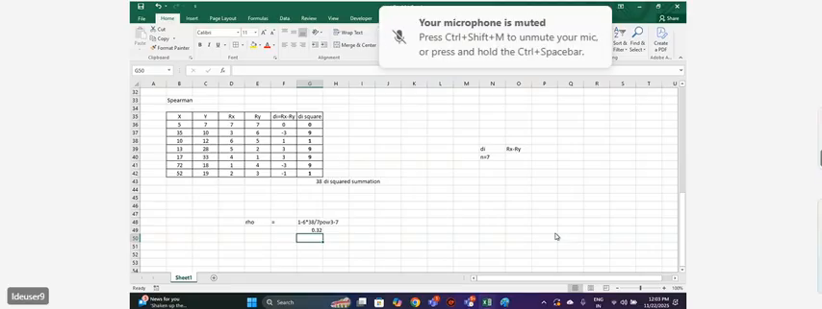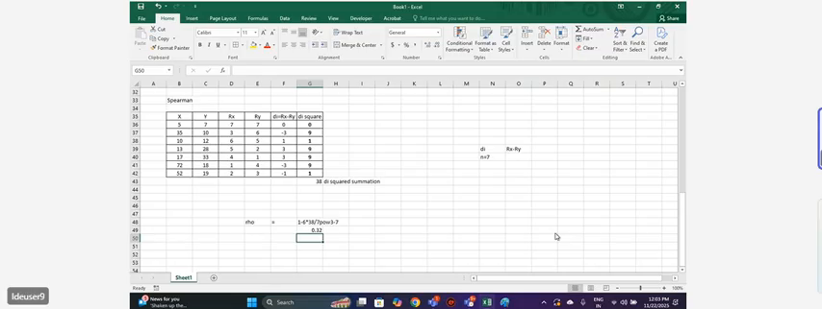Yes, 0.32. Calculate 0.6 something. 7 cube is how much? 343. Minus 7 is how much? 336. So 336 will be your denominator, and minus 6.33 something is coming.